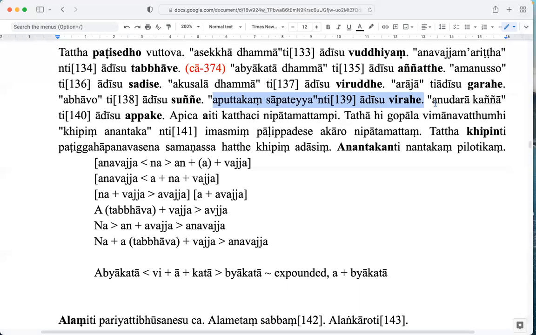And anudara kanya. Udara means stomach. Anudara kanya, a girl whose stomach, the middle part of the body, is thin, or small.